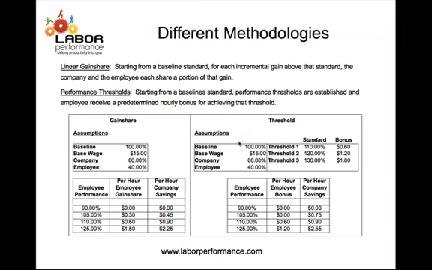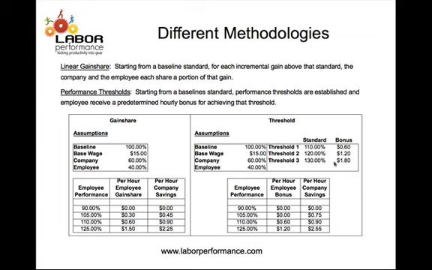Under the threshold method, we'll set up a baseline of 100%. Base wage is $15, and again, we'll basically set it up where 60% at those thresholds goes to the company and 40% goes to the employee. But instead of doing an incremental gain share, what we're going to do is set performance thresholds. And our thresholds will be 110%, the employee gets a 60 cents windfall. At number 2 is 120%, the employee gets $1.20, and then at 130%, the employee gets $1.80.